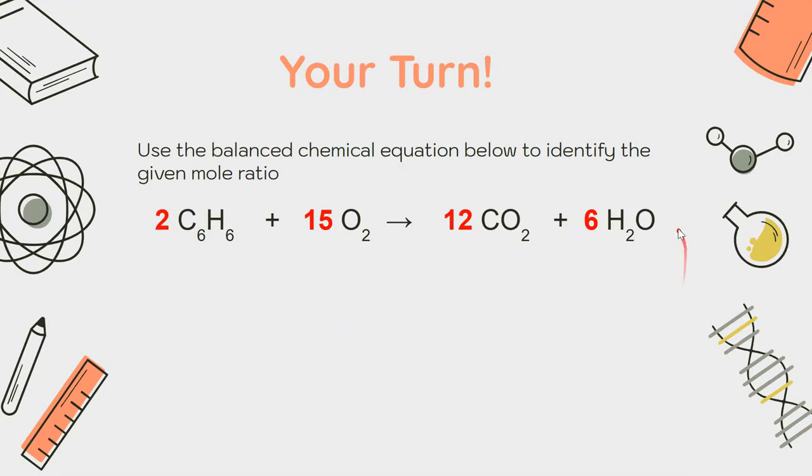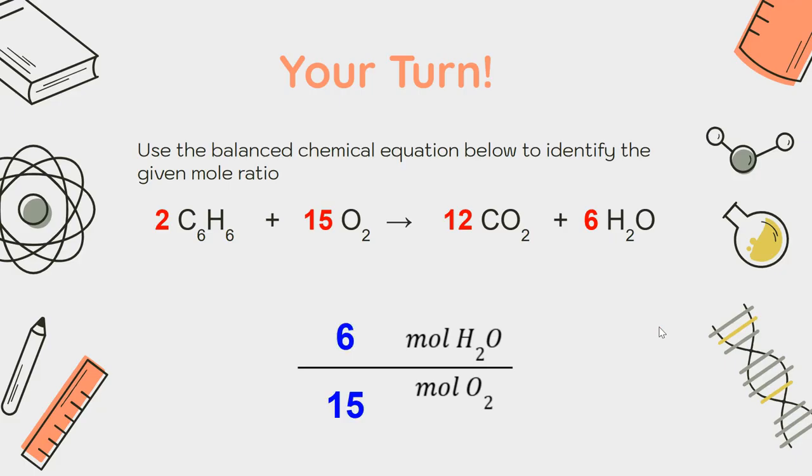One more time, our slightly more difficult equation. Use this equation to find the mole ratio between H2O and O2. You should have found the mole ratio was 6 moles H2O for every 15 moles O2.